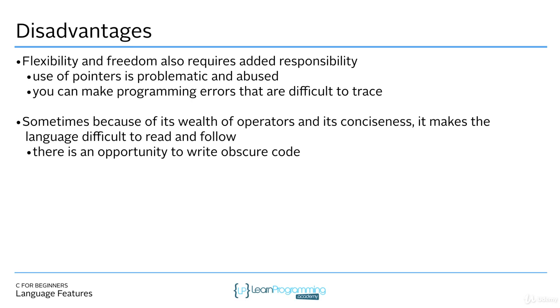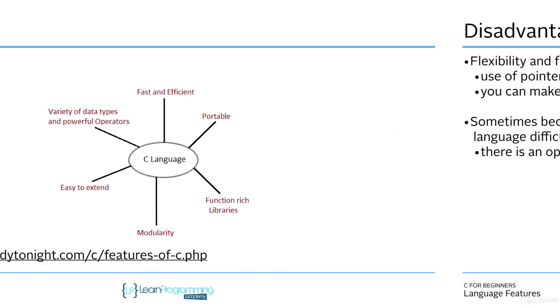Other things, because of its wealth of operators and its conciseness, it makes the language difficult to read and follow sometimes. For the most part, C is very easily readable. But if you use a lot of these different operators, that can make it more complex. So there's an opportunity to write obscure code, but any language can be badly written. You can use the English language when you speak and you can have bad grammar. It's no different when you use a programming language. But some say with C, it's a disadvantage because of all these operators. If you use it incorrectly, it can be harder to follow the code.